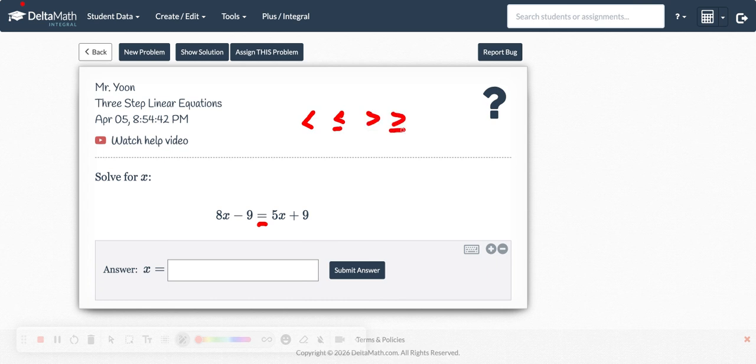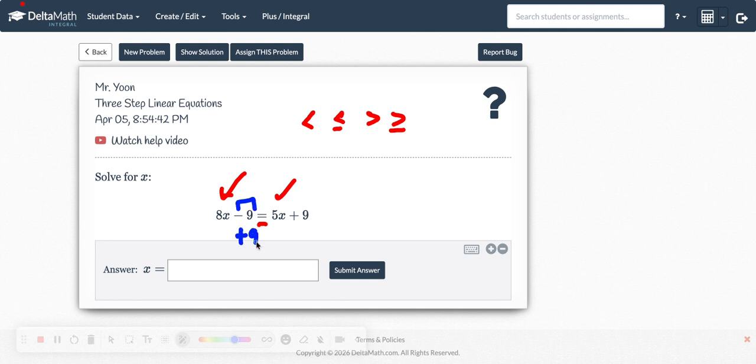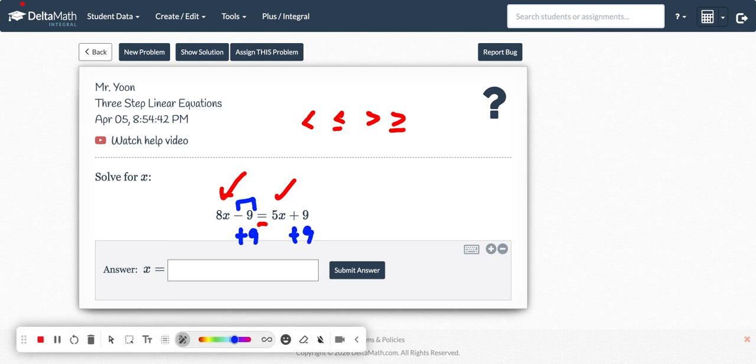But to solve this, you don't have to do it exactly the way I'm teaching you, which is what Delta Math does, but this is my recommendation. First thing you want to do is see how you have 8x here and you have 5x here. Well, only one term should have x. So first thing you should do is get rid of this. And to do that, you're going to add 9 to both sides. And then once you do that, then you get rid of this. That way you have x's just on one side.